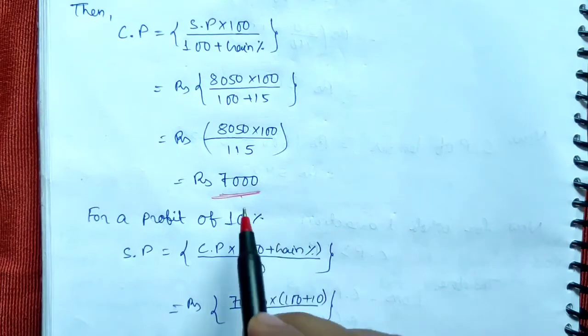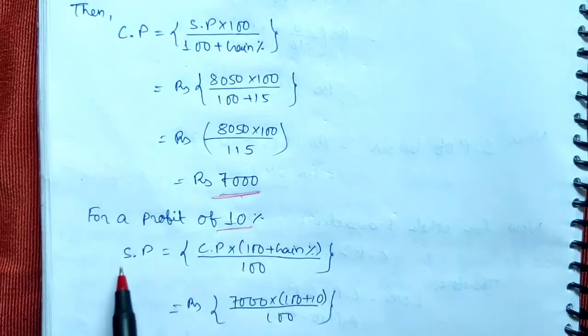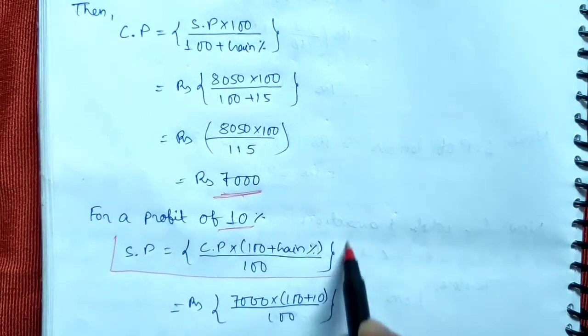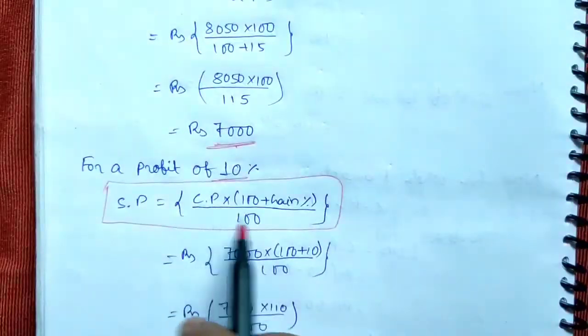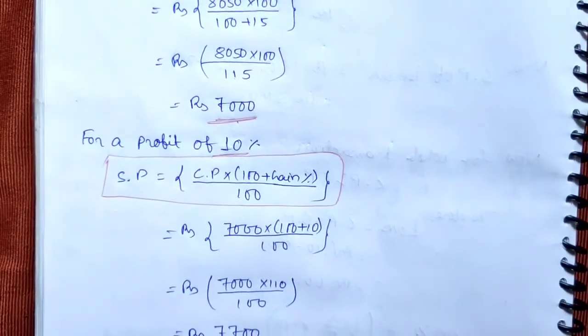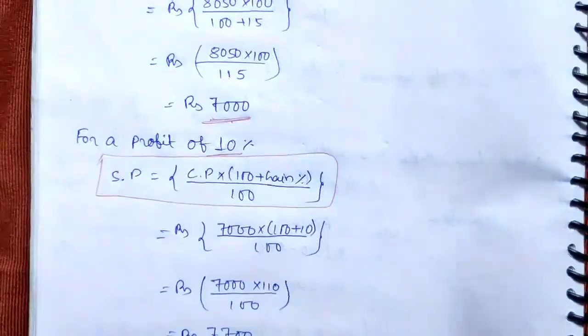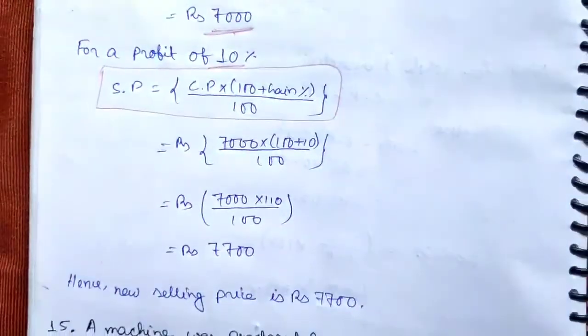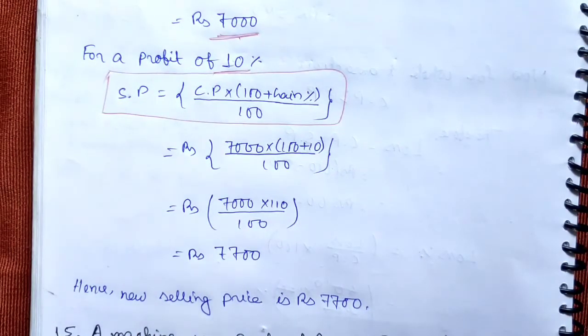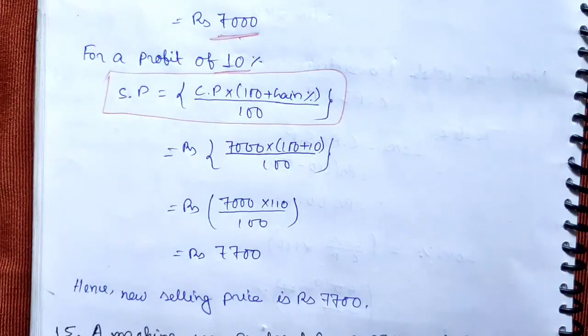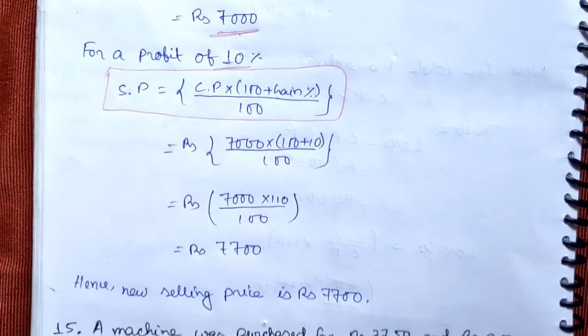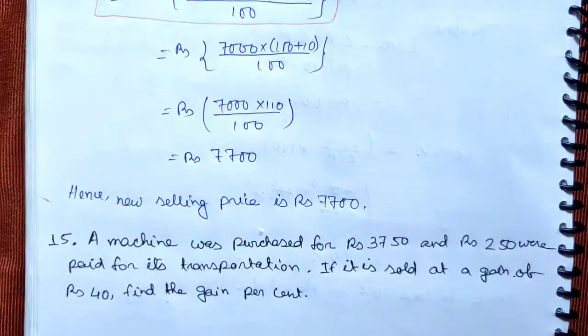Okay, so now he gains 10%, isn't it? So SP will be what? CP into 100 plus gain percent divided by 100. We know this formula. Okay, if you don't know this formula, you have to know it. Without this you can't solve it. So we just put the values, and we find SP as rupees 7700. Okay, 7700. So now selling price is rupees 7700. Clear? This one is very easy. Just know the formula, you can easily find it. Clear? Okay. So now let's move to our next question, that is question number 15.